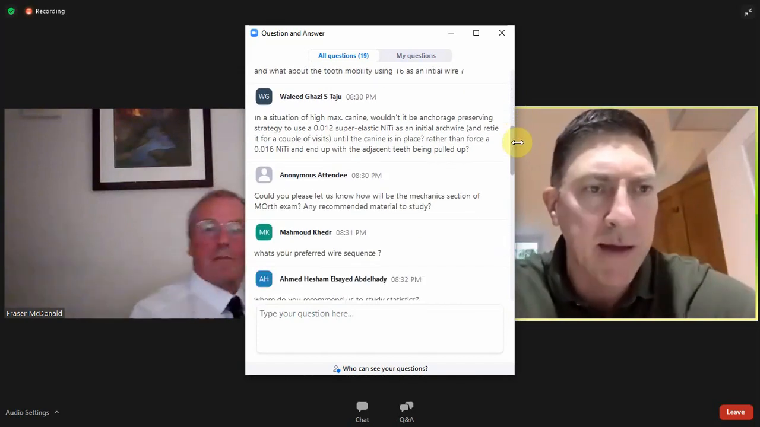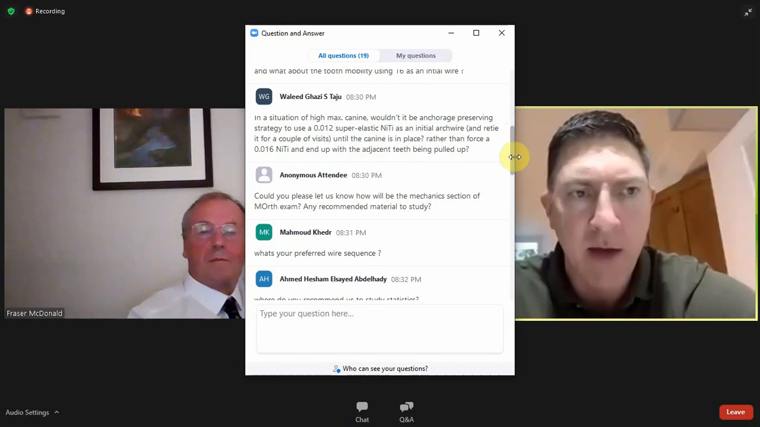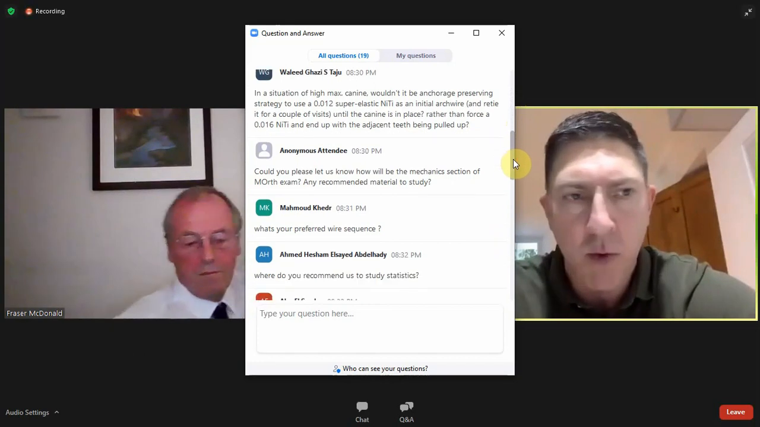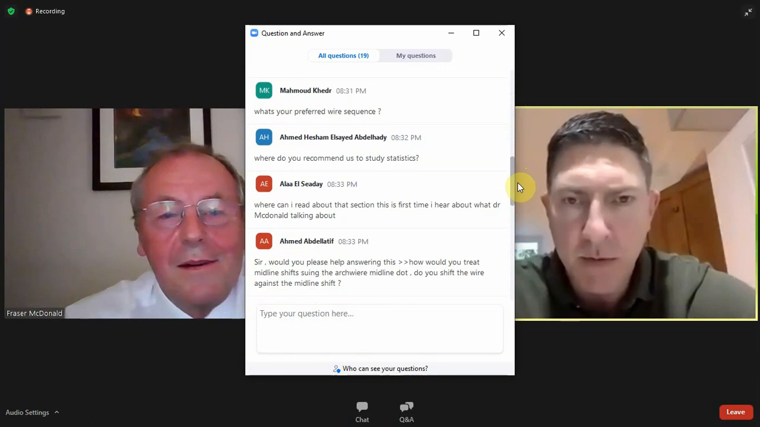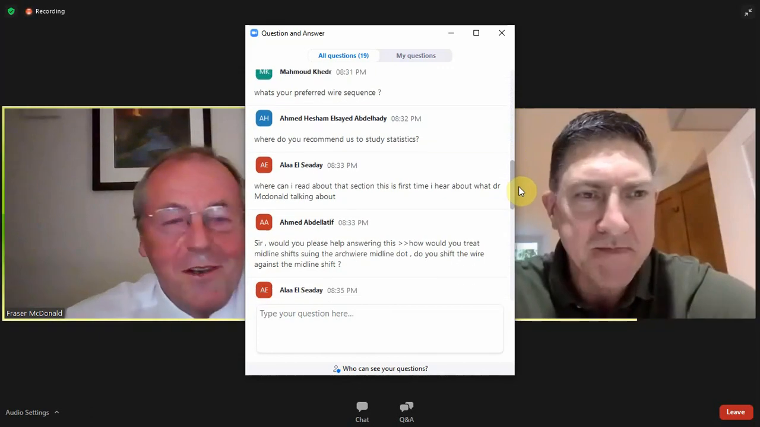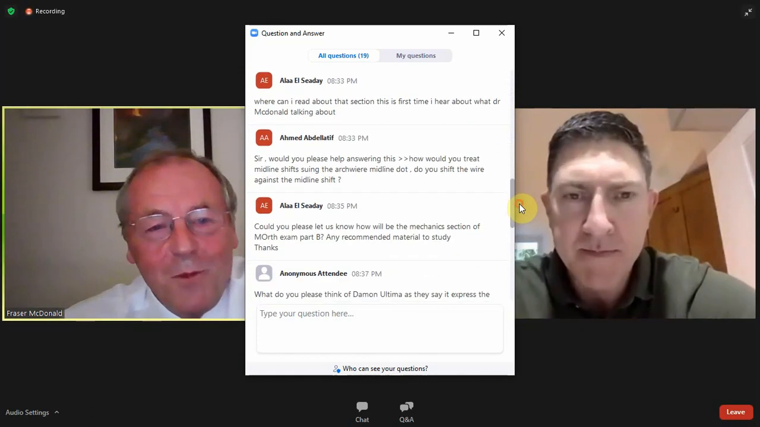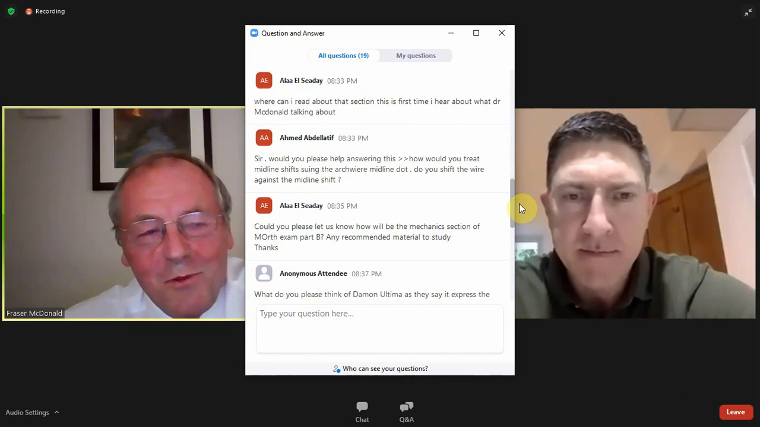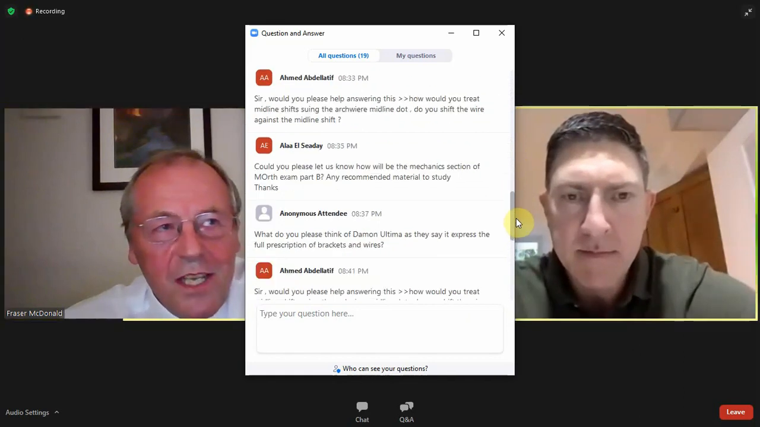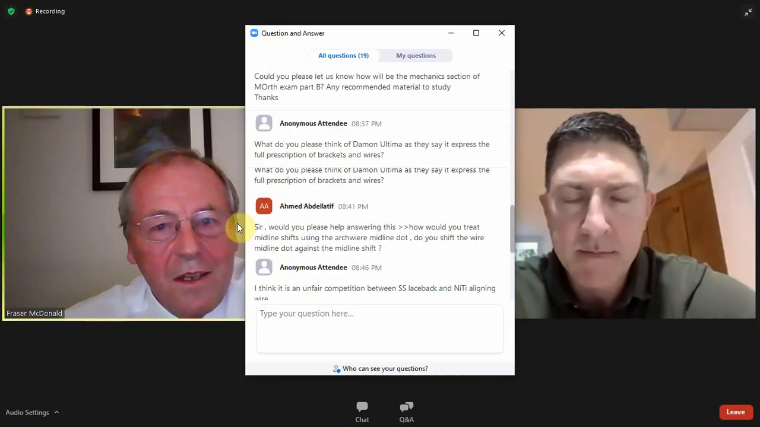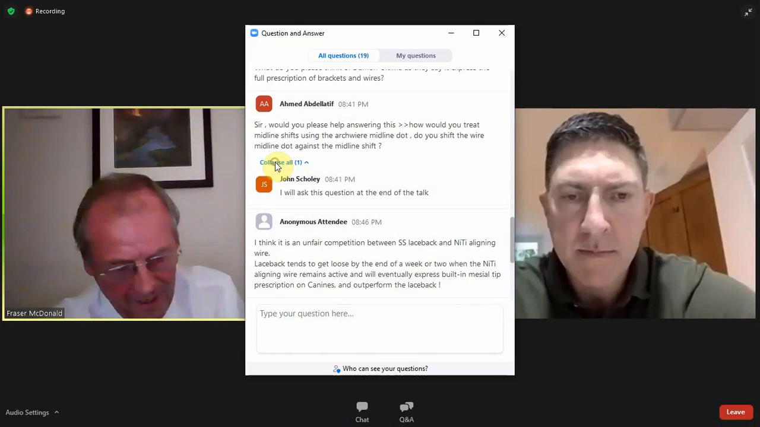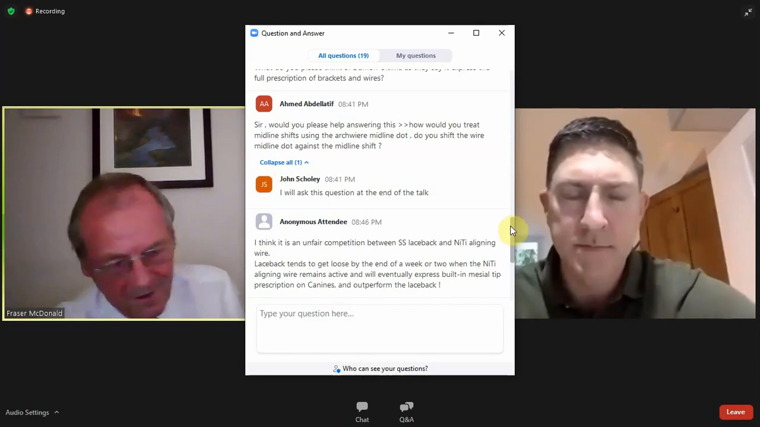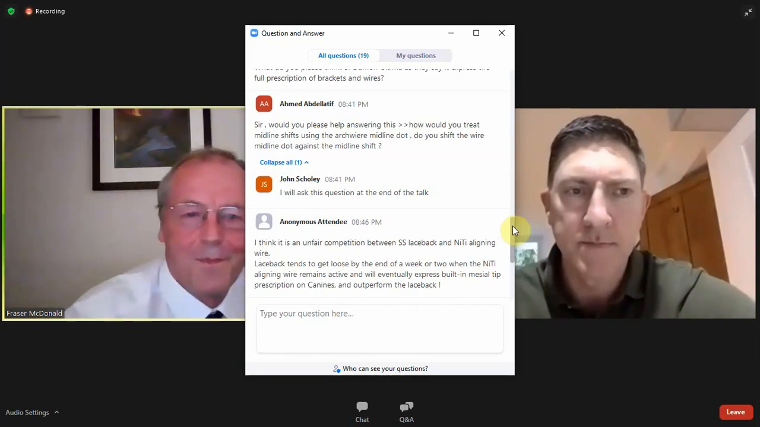Somebody was asking if you've got a high maxillary canine, wouldn't it be more anchorage preserving to use an 012 rather than 016? I know my thoughts, but what would you say to that? I would say no. It's more likely to break, more likely to fracture. You do want to get it moving. You should assess the anchorage as a separate thing in terms of the vertical forces. No, I'd still say 016 is better.